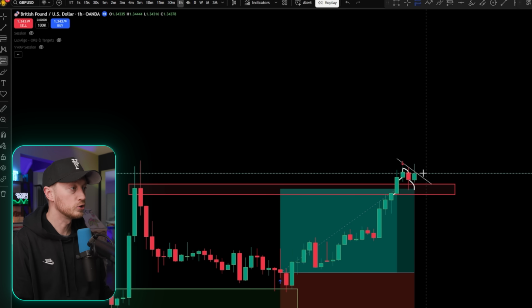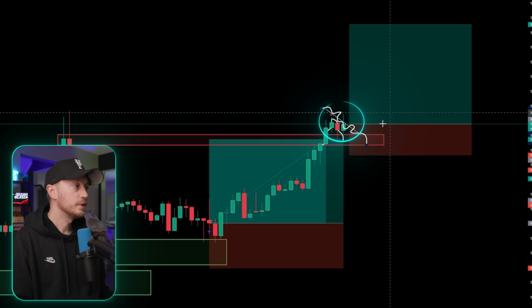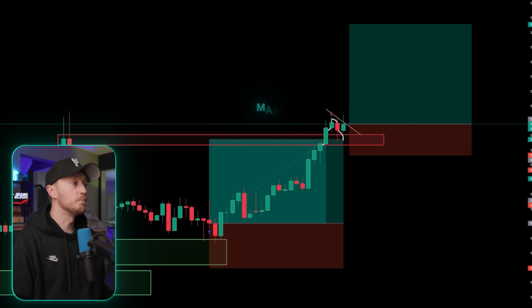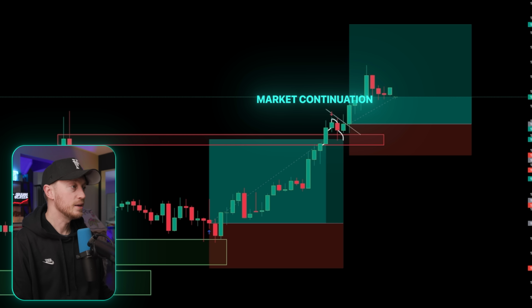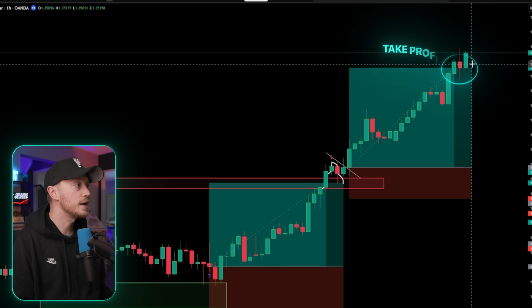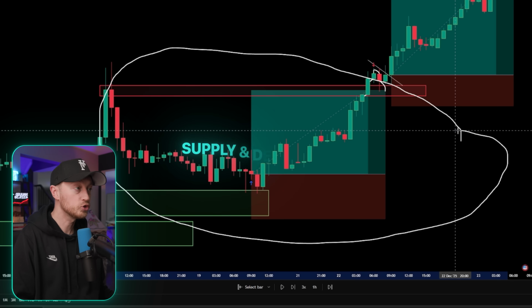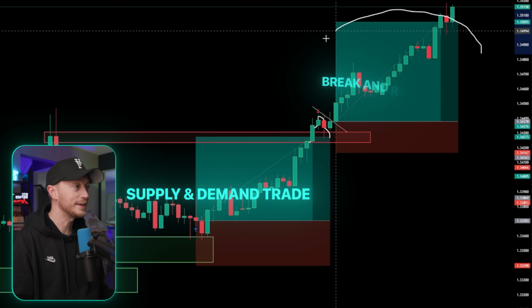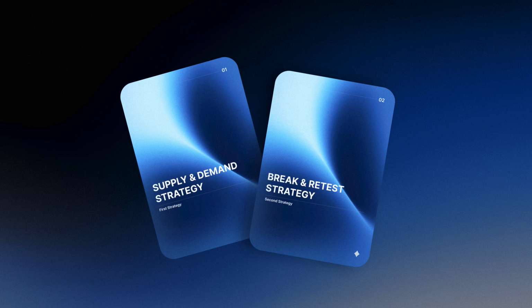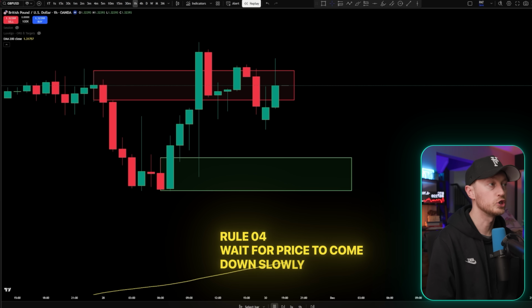So I would set a long trade somewhere around here so that when this line right here gets broken, it enters my trade and I'm aiming for market continuation. So you can see it broke up, it entered the trading position, and then smashed the take profit again. So our first trade was a supply and demand trade. Our second trade was a break and retest trade. These are two trading strategies that millions of traders use on a daily basis. Now, I'll show you a full live trade that I placed later in the video with the complete strategy.